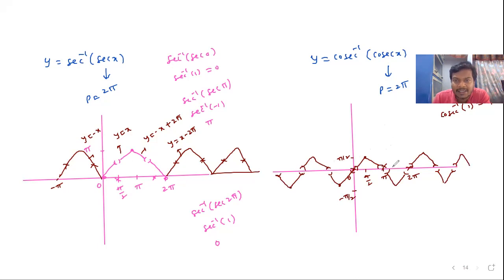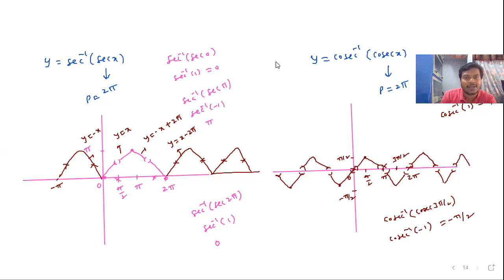Observe, when you write 3 pi by 2, what happens? Cosec inverse of cosecant 3 pi by 2. That is cosecant inverse of minus 1. That means what we get? Minus pi by 2. Here it is minus pi by 2. This is about the graph of cosec inverse of cosecant x.